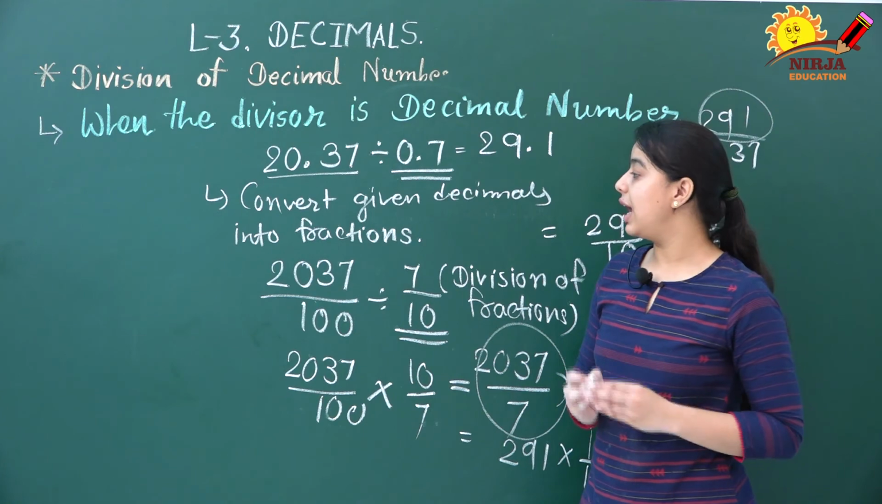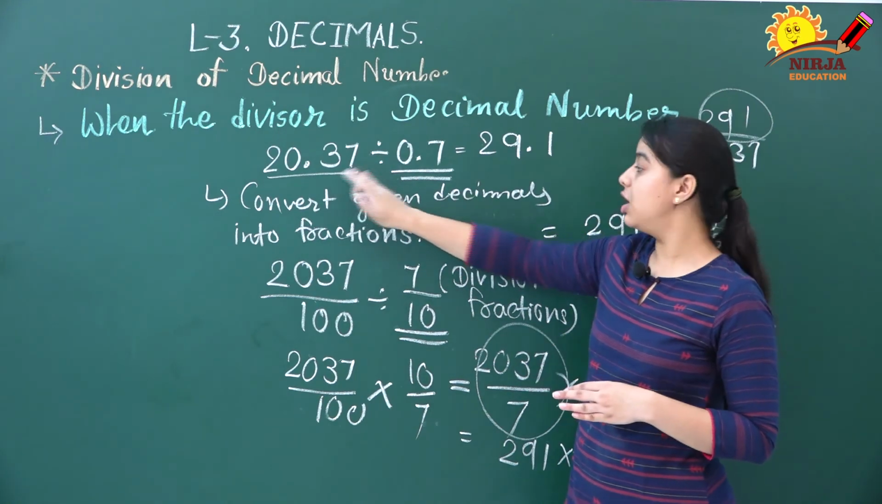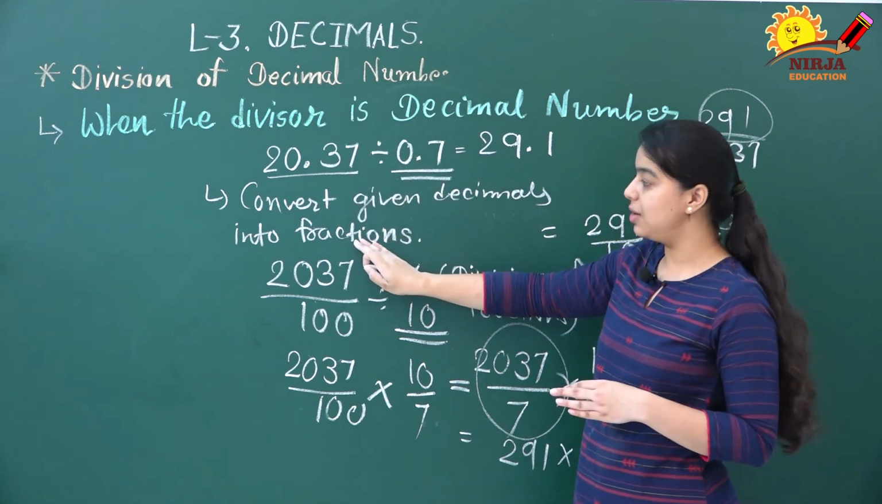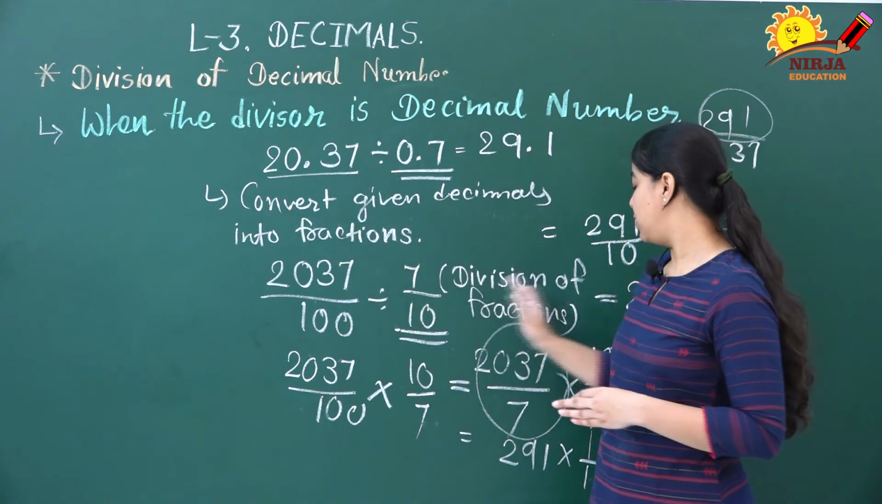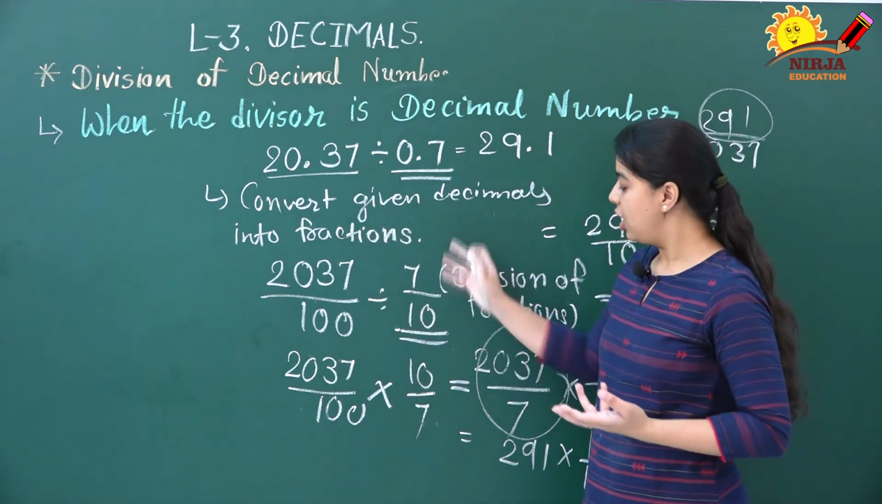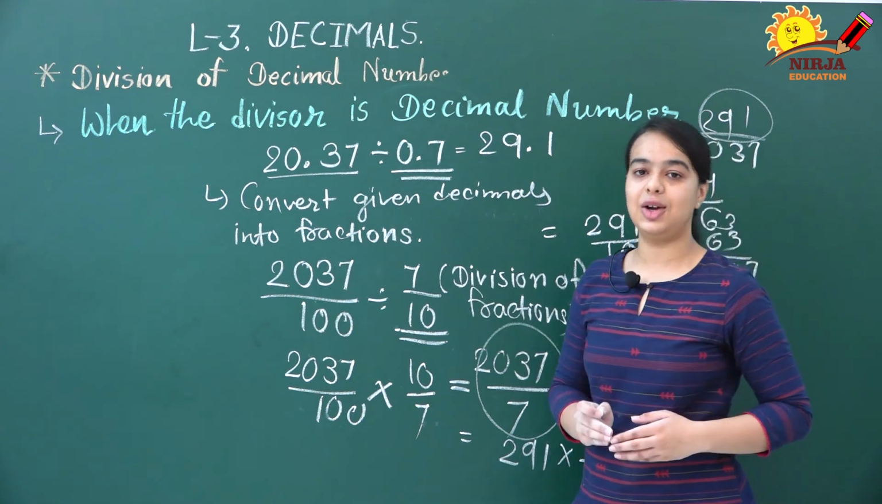Let's recap quickly how to do this. First we need to convert both the decimal numbers into fractional numbers. Then we will get a division of fractions, which we all know. Do the division of fractions and you will get your answer.